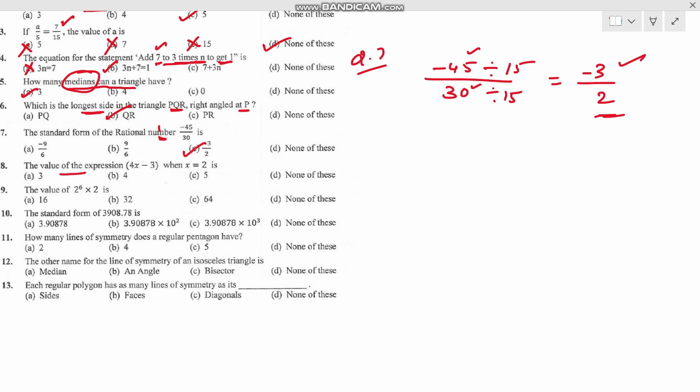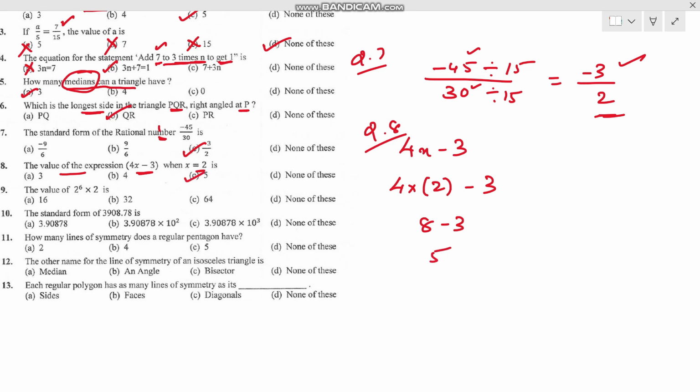Next is the value of the expression 4x minus 3 when x equals 2. The algebraic expression is 4x minus 3. What if the value of x is 2? So let us substitute the value of x as 2. 4 2s are 8 and 8 minus 3 is 5. So the correct option is option number C, 5.